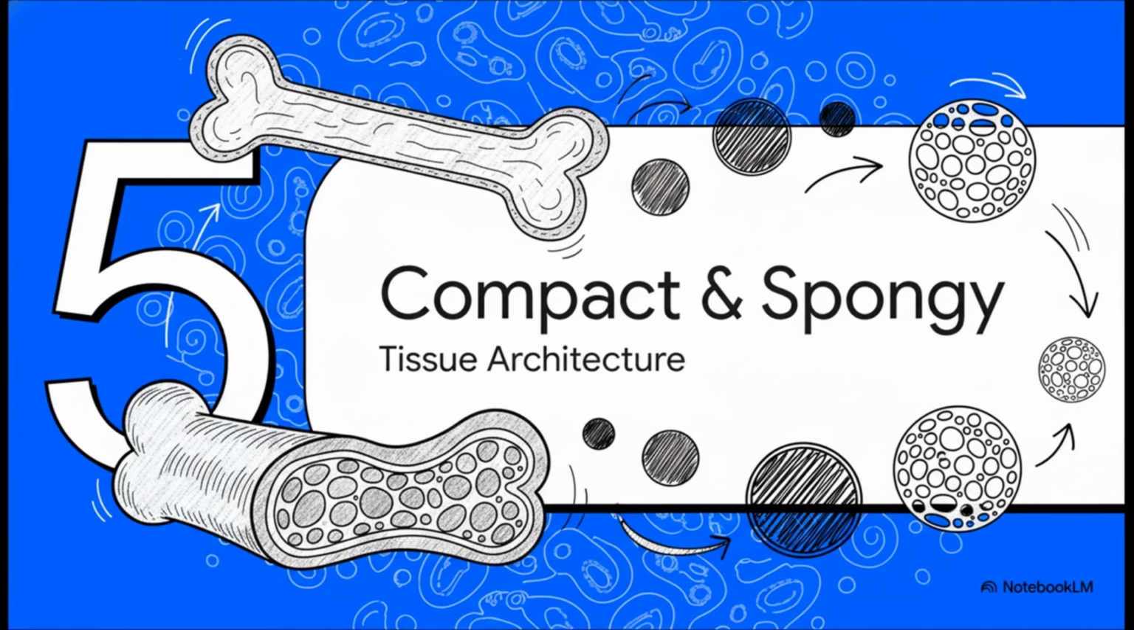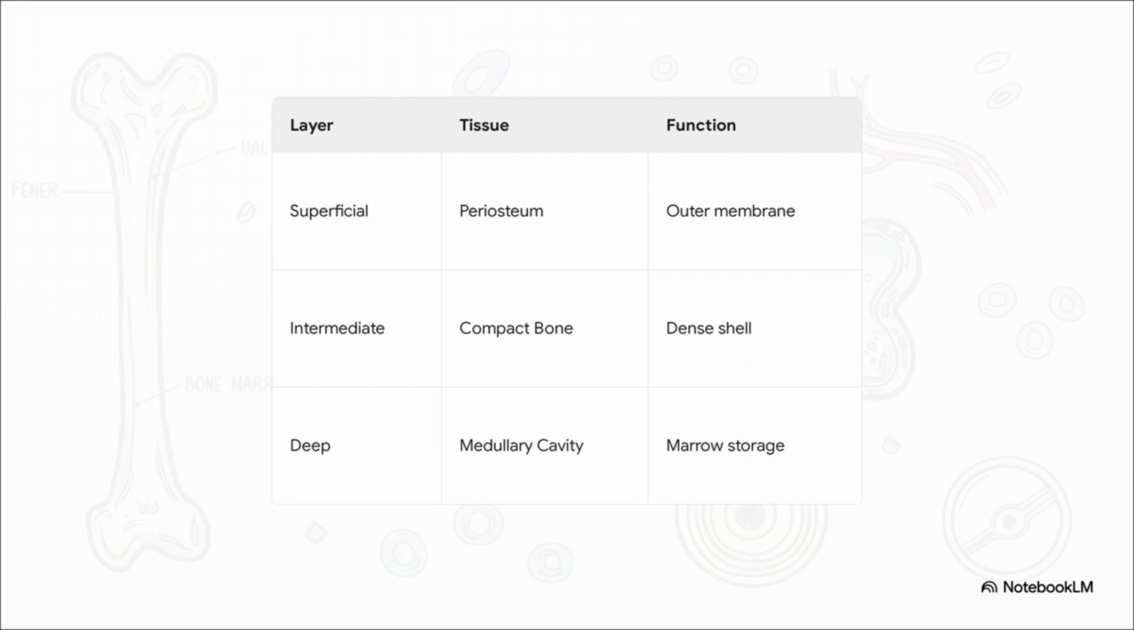Section 5. Compact and spongy tissues. And this brilliantly illustrates the cross-sectional anatomy we've been talking about, organizing it just like how you'd slice through it in the gross lab. Starting superficial, we have that periosteum acting as our outer fibrous membrane for nutrients. Moving into the intermediate layer, boom, we hit the compact bone, that strong, dense outer structural shell. And finally, diving to the deep layer, we find the medullary cavity and the endosteum, providing our hollow marrow storage and that delicate, active lining.